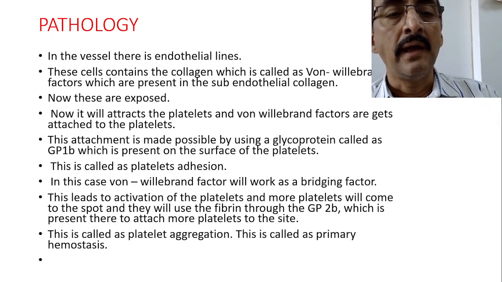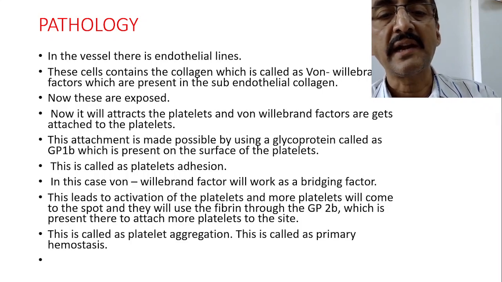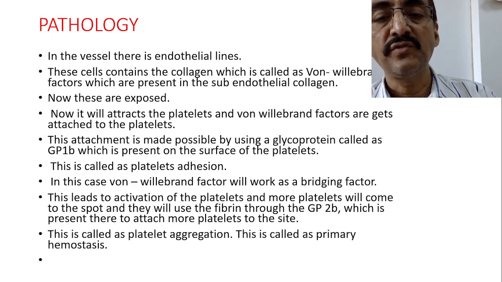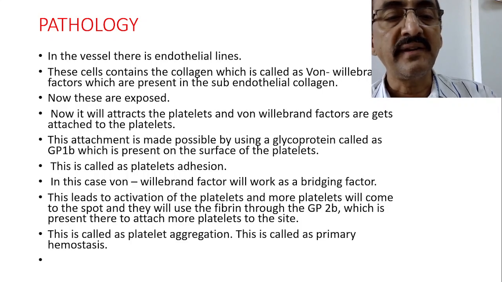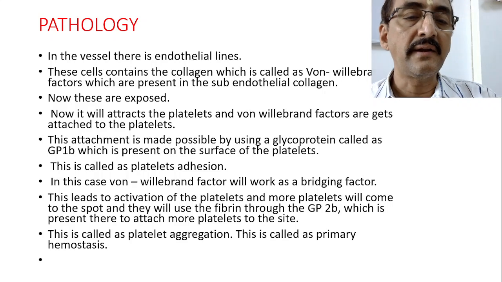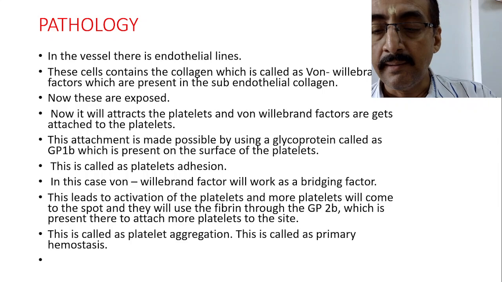That means once platelet adhesion takes place, it leads to the activation of the platelets, and as a result more and more platelets come to the spot and use fibrin through GP2B, another protein present there, to attach more platelets to the site. This is platelet aggregation, and it is responsible for the formation of primary hemostasis.